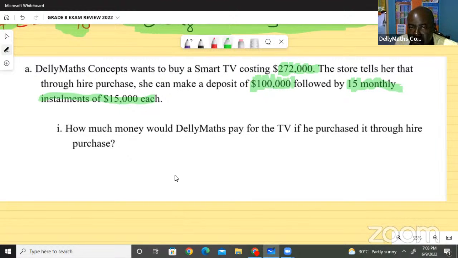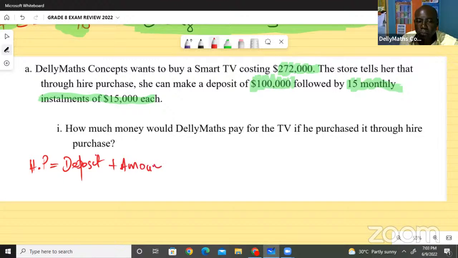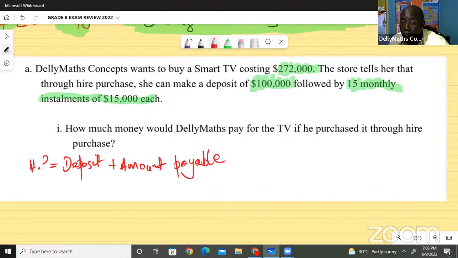Hire purchase is this. You need to know what the hire purchase idea is. Hire purchase, I'm going to call it HP, is to have a deposit down when you go to the place, plus what is called your amount payable. So it's your deposit plus the amount payable. What is the amount payable? It's the amount you go back to pay. When you make a deposit, you come back next month and pay a certain money, a certain number of times. If you add up all of that money and add it to your deposit, everything is called your hire purchase.